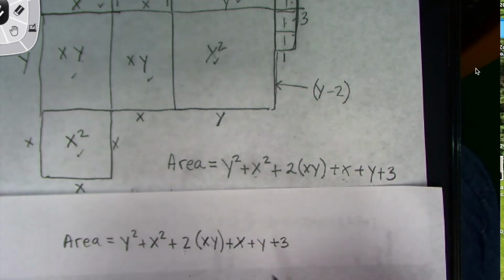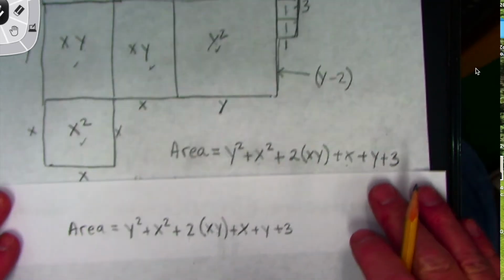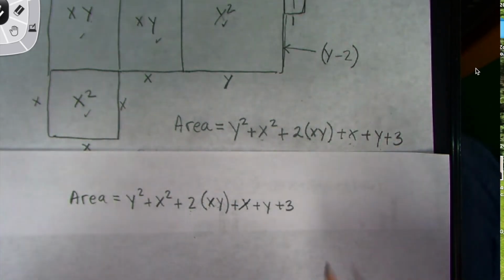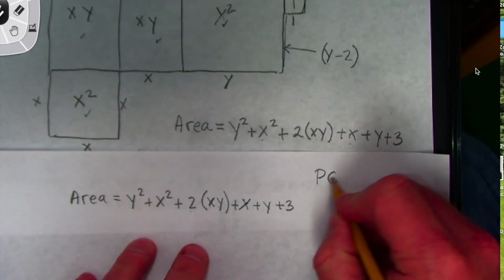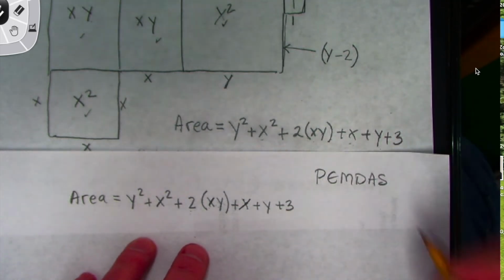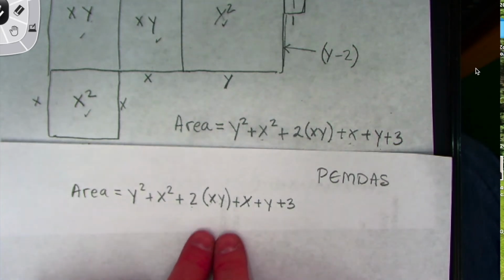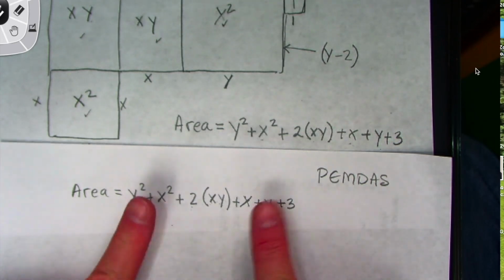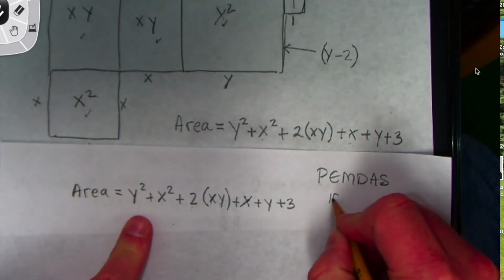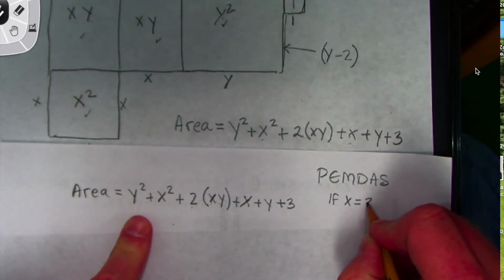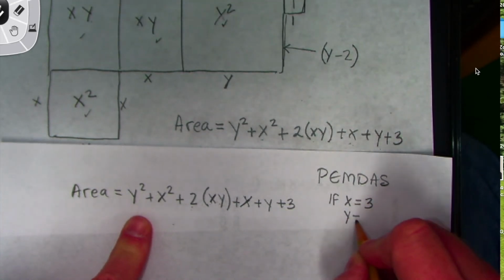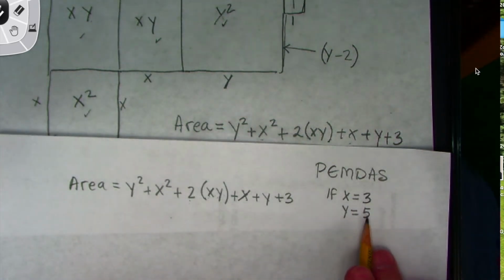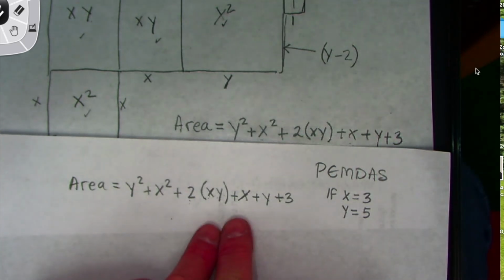All right. So here is your next step. We've got this expression. We know what we know about order of operations. That's please excuse my dear Aunt Sally. I want you to solve what if we did know what x and y valued. If x equals 3 and y equals 5, what would the area be?